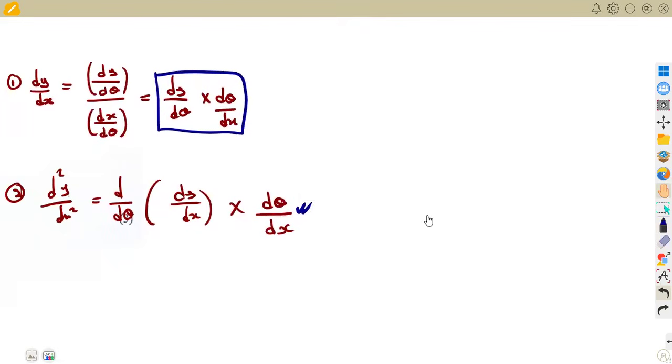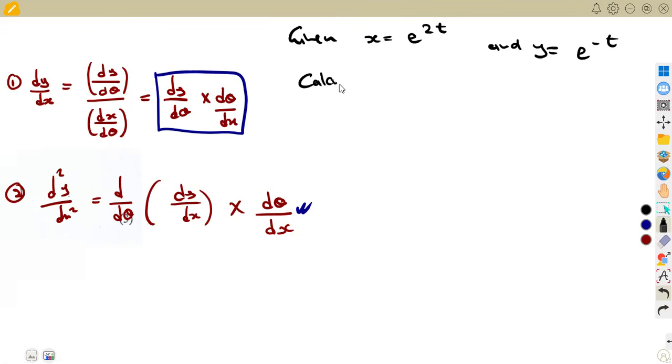Let's say we are given a condition. Let's say we have got two equations that we are given: x, which is equal to e to the exponent of 2t, and y, which is equal to e to the exponent of minus t. These are two equations in terms of t. Those are parametric equations. And you are being asked to determine or to calculate the derivative of y with respect to x. What are you going to do in that scenario?